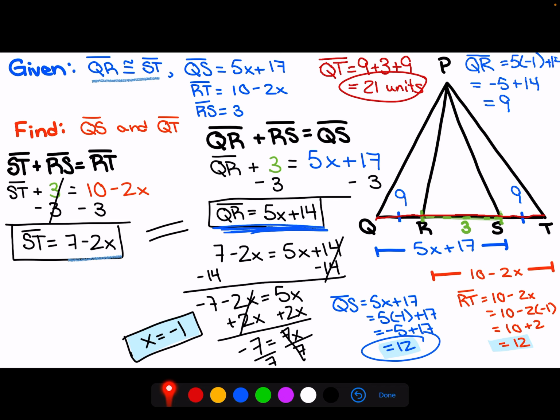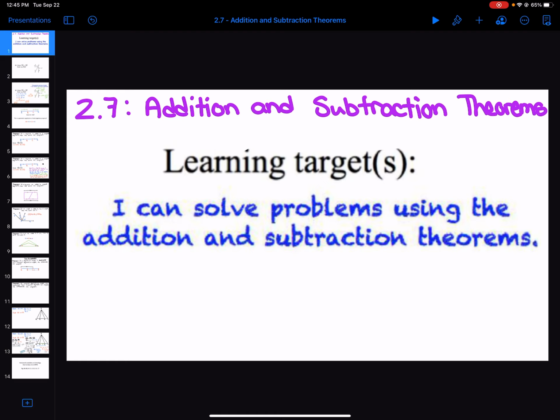All right, so that is it for today's notes. Again, our learning target today was I can solve problems using the addition and subtraction theorems.